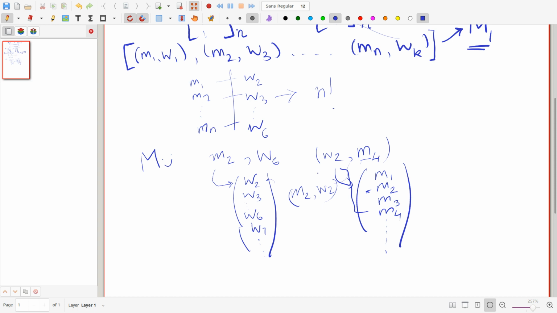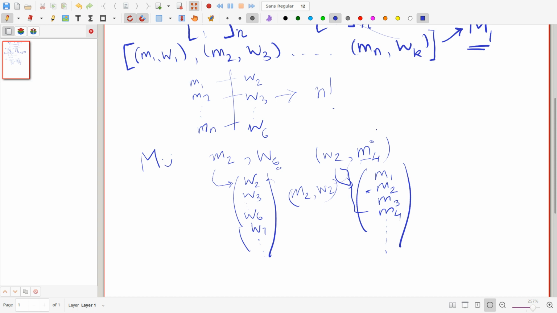So these people, man 2 and woman 2, would be happier if they were matched with each other. Now, okay, let's swap them. But then what about man 4 and woman 6? Do we leave them hanging? No, we'll have to rematch them. But I hope this makes the problem clear. This is the cause of instability.